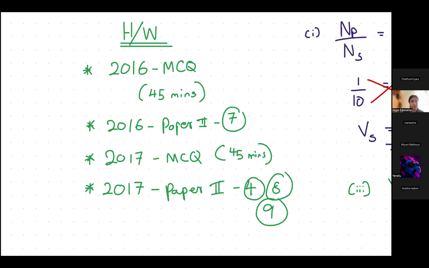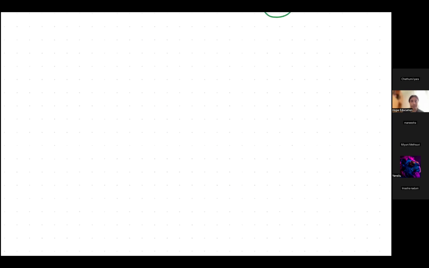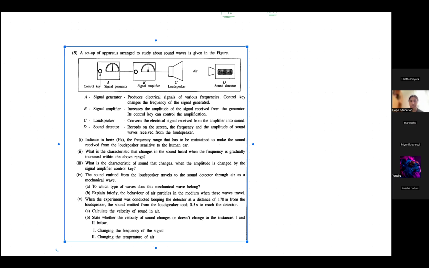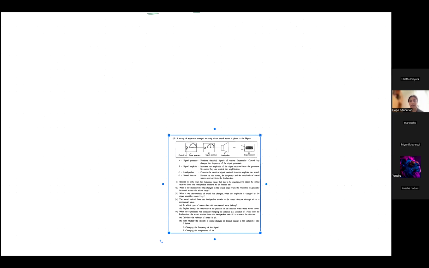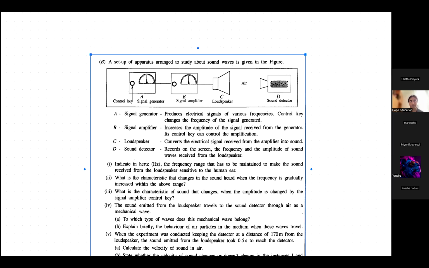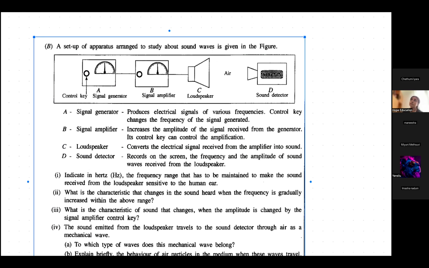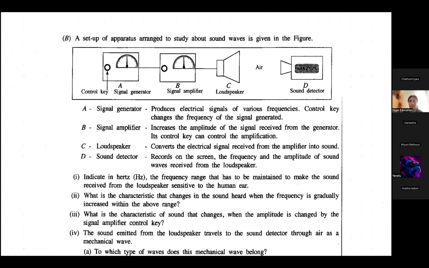What's the time? Okay. This is from 2018. I remember 2018 being a bit of a difficult paper, right? 2018 was a proper standard, both the science and maths papers were very good. I think 2016 was the easiest paper, and I feel like 2016 was easier than 2020 and 2021. So don't expect that standard from your paper.